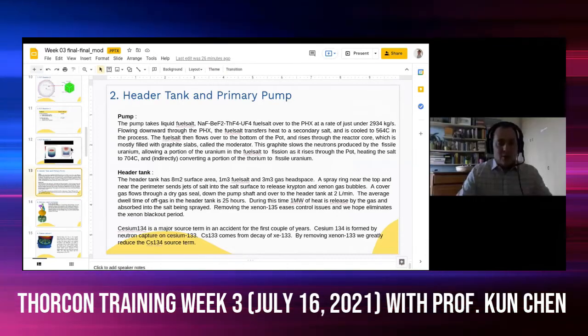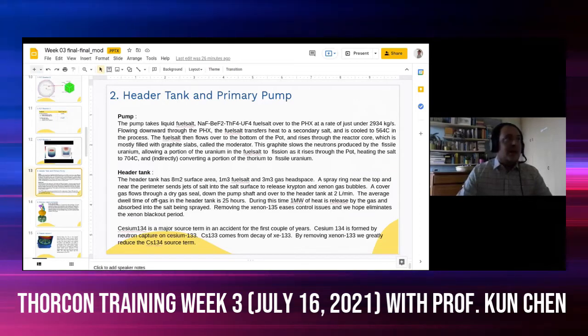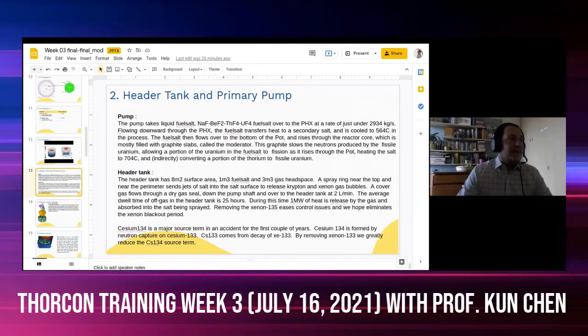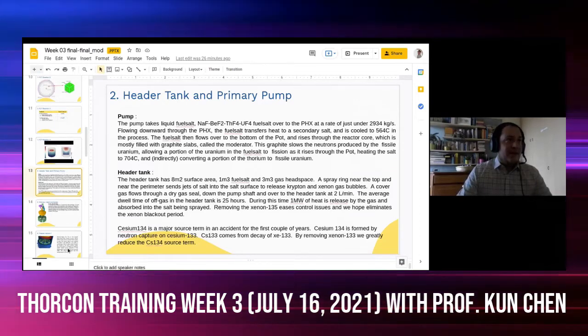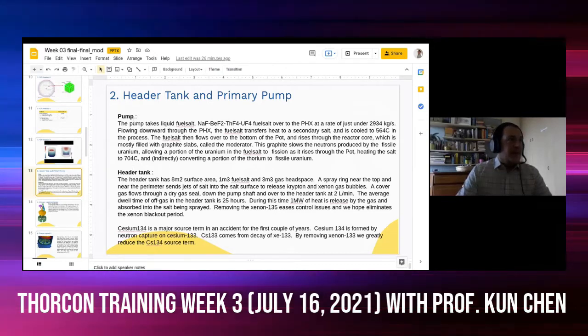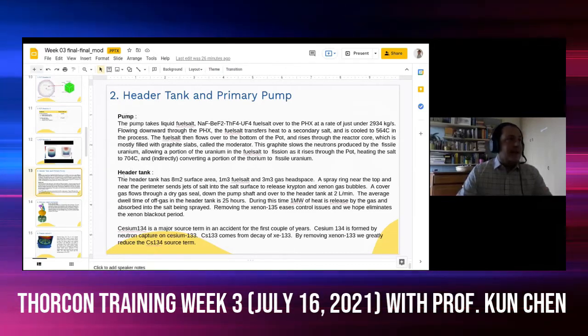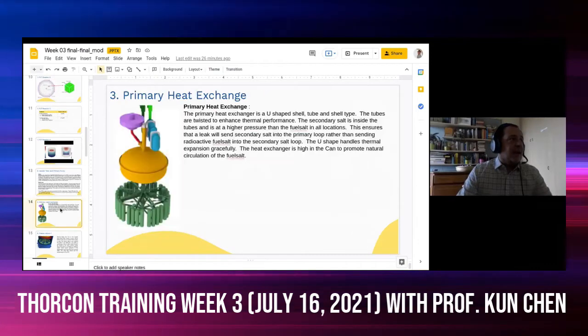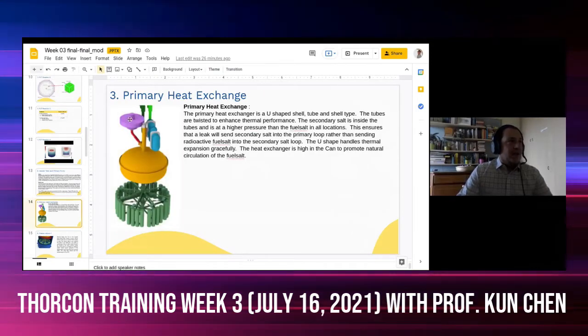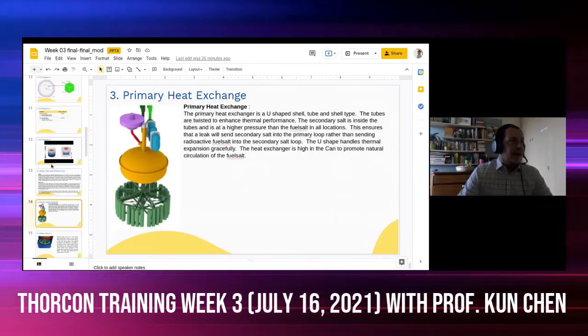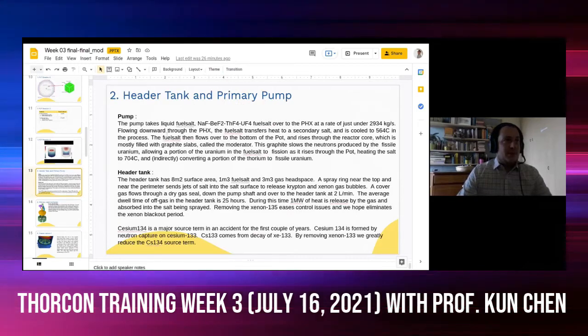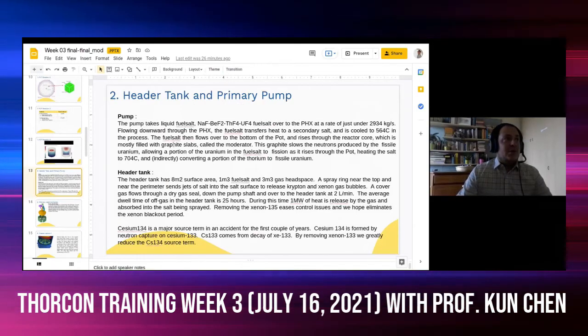So this is the core, of course, the main component of the primary loop. Let's have a look at the other components as well. The pump and the header tank are located above the core. So this is the pump, and it serves the purpose of moving the salt around the core.